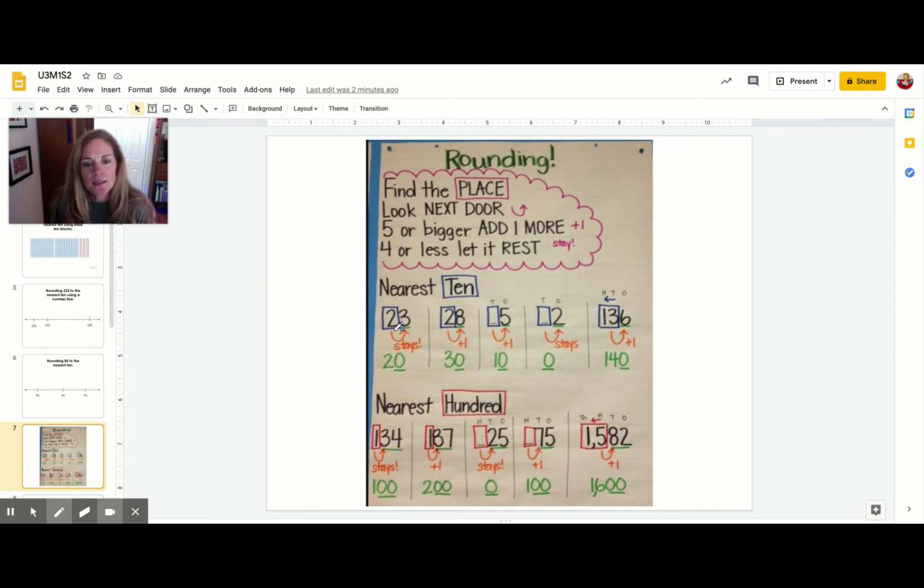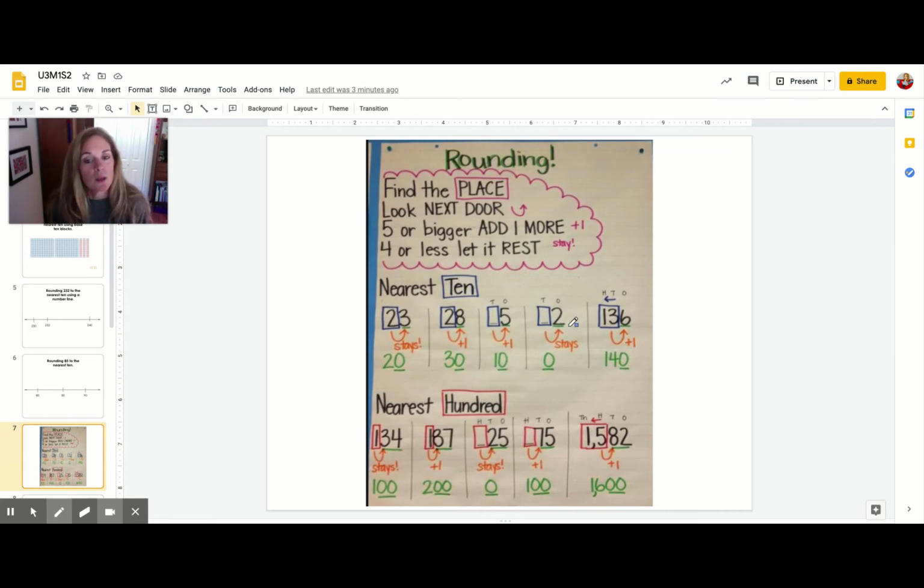It just stays the same. You block off the ones. So here are some examples. 10. So if you have 0 in the tens place, but you have a 5, you round up. 5 or more, you add 1. So you end up with 10.